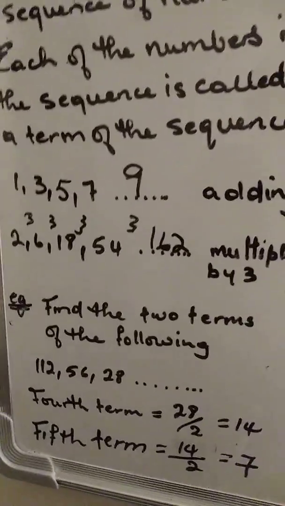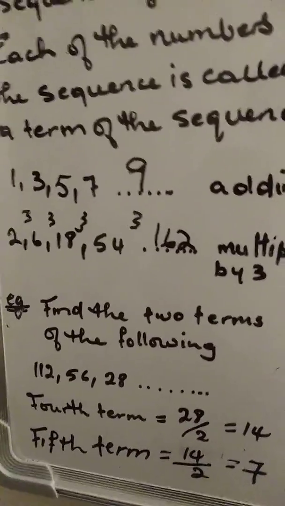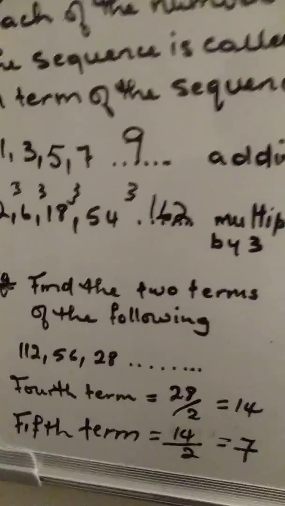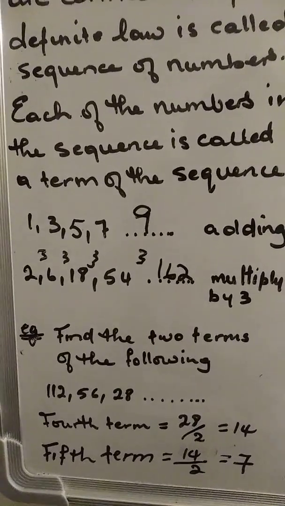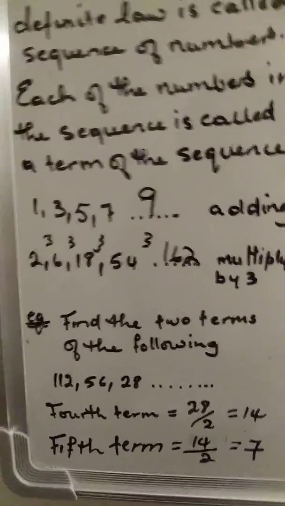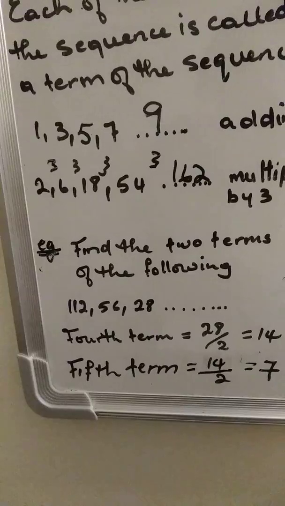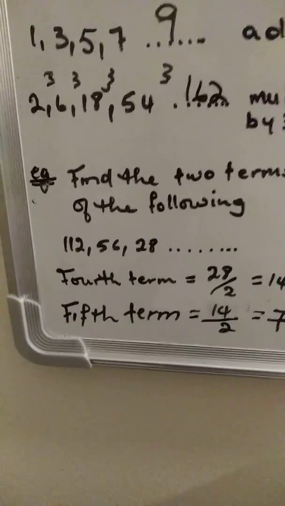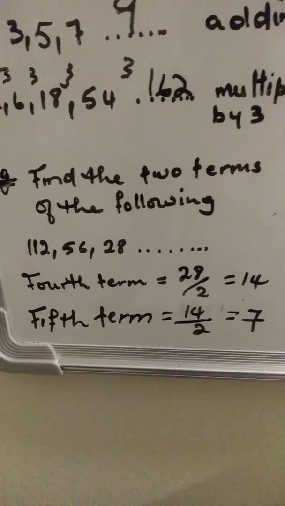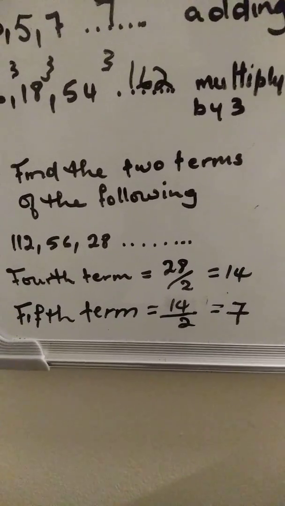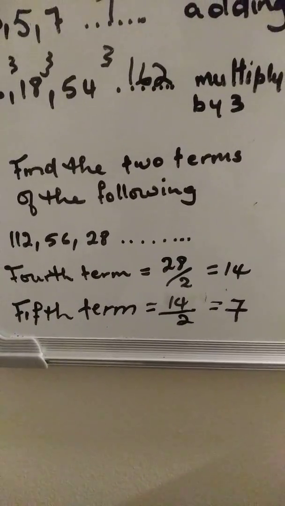Another example is finding terms of the following. So we need to find the terms of the following. So the first term, we're finding the terms of the following. The second term is found by dividing the first term by 2. The third term is found by dividing the second term by 2.